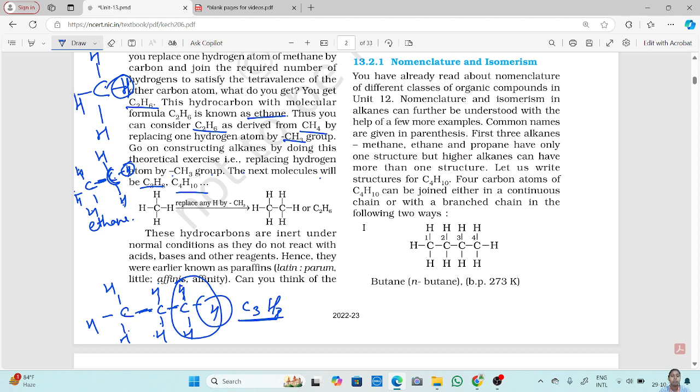Now, these hydrocarbons are inert under normal conditions as they do not react with acids, bases or other reagents. Inert means they don't react with acids, bases, nor with any other reagents. Hence they were earlier known as paraffins. Since they are inert, earlier they were known as paraffins. In Latin, parum means little, affinis means affinity. So paraffin means little affinity.